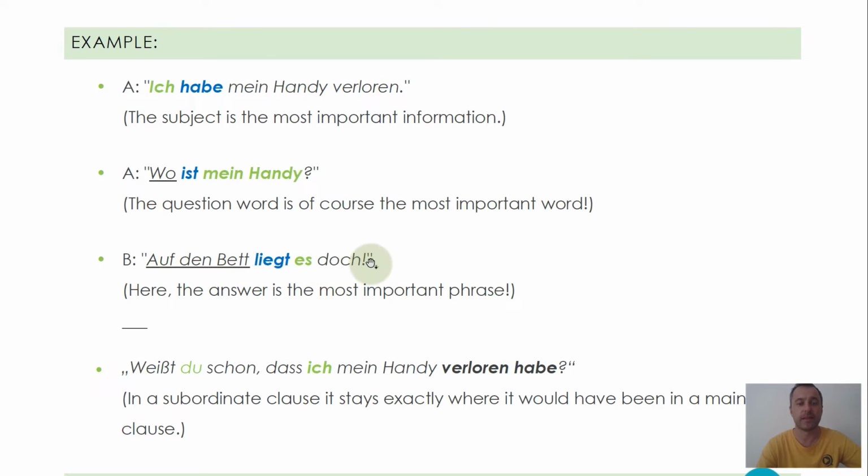You can see this here in the next example too. Auf dem Bett liegt es doch. So in English you would say, it lays on the bed. Oh, look over there. It lays on the bed. You cannot say "on the bed lays it." I'm not sure if you actually can, but it sounds very weird to me. In German, this is very common because here, obviously, the location of the lost phone is the most important information, because we already know that we are talking about the phone. So here "es" is the pronoun, the replacement for Handy.